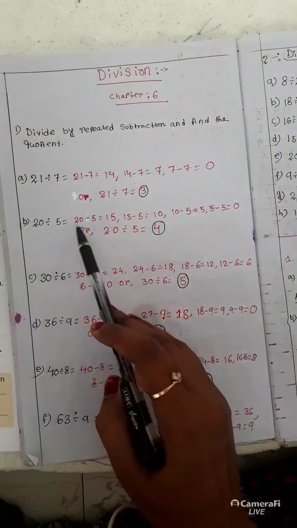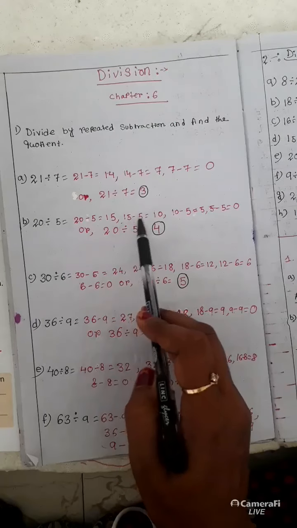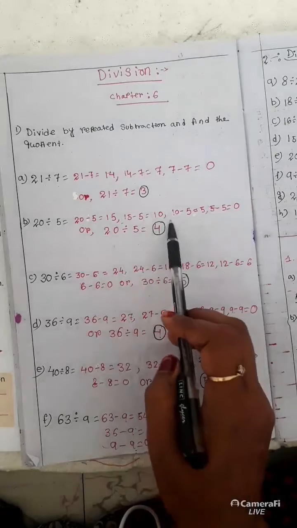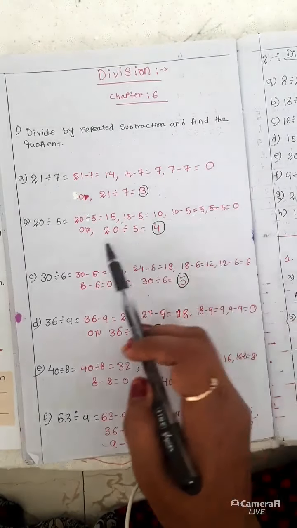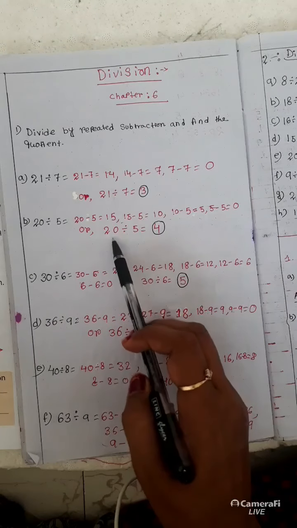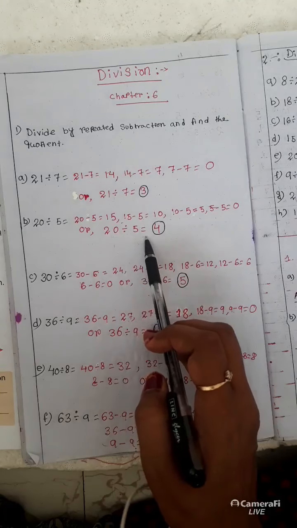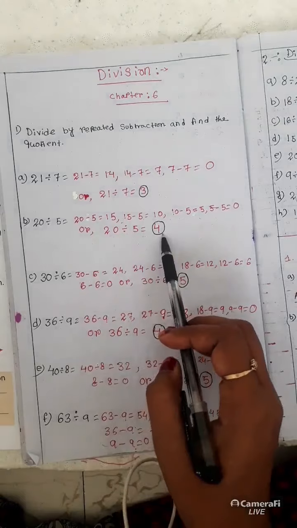20 divided by 5. 20 minus 5 is 15. 15 minus 5 is 10. 10 minus 5 is 5. 5 minus 5 is 0. Or you can say 20 divided by 5 is equal to 4.